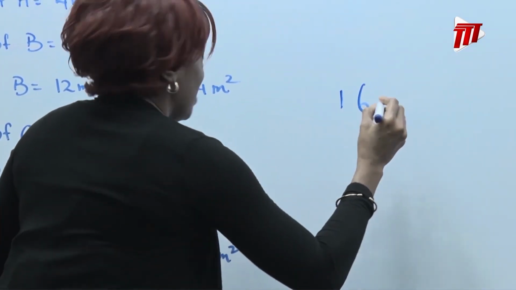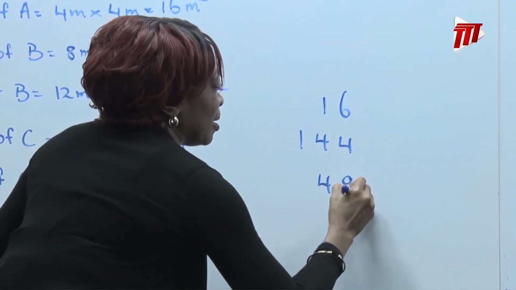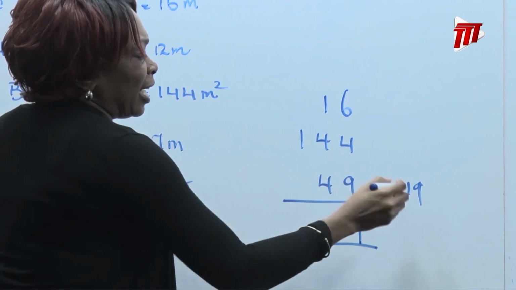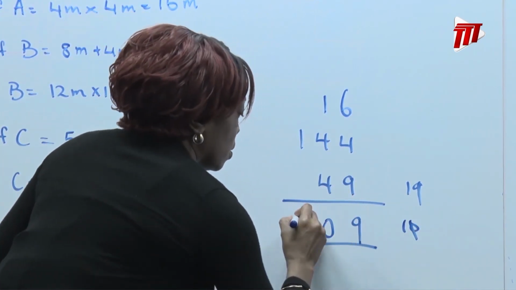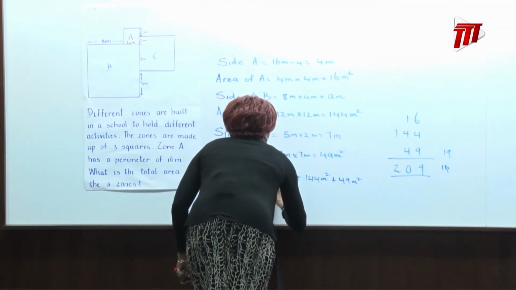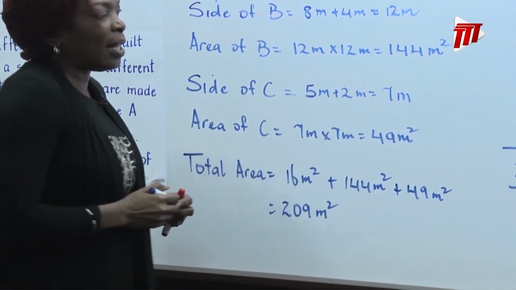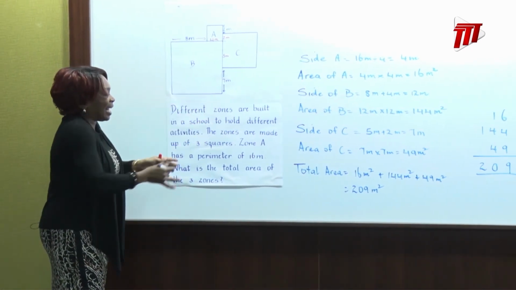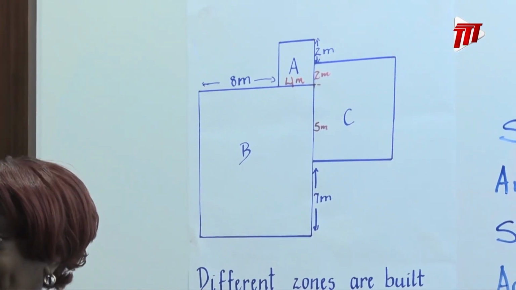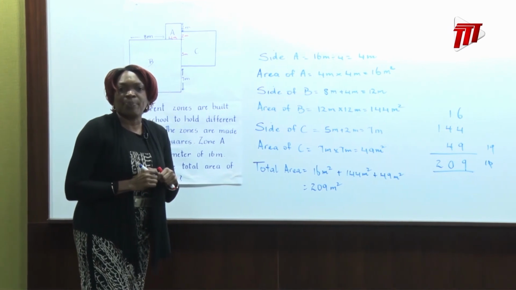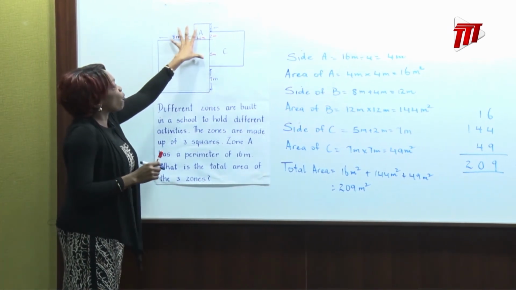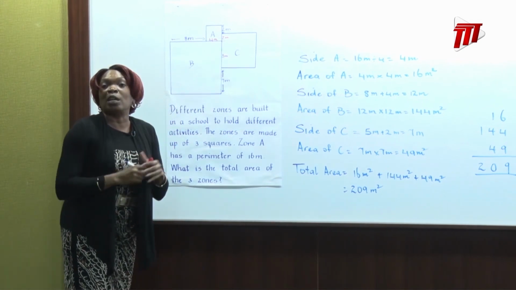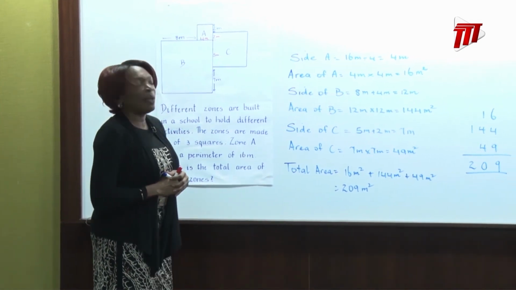So let's add 16, 144, 49. Let's go. 6 and 4, 10, 10 and 9, 19. 1 and 4, 5, 5 and 4, 9, 9 and 1, 10. 1 and 1, this is right, 2. So the total area of the compound shape, or in other words, the zones altogether, would be 209 meters squared. Boys and girls, do you understand how we got this? Remember, when you're given a compound shape, you have to break it up into manageable shapes. We have squares, you know the area of the square. Find for each one first and then work from there. So we got 209 meters squared.